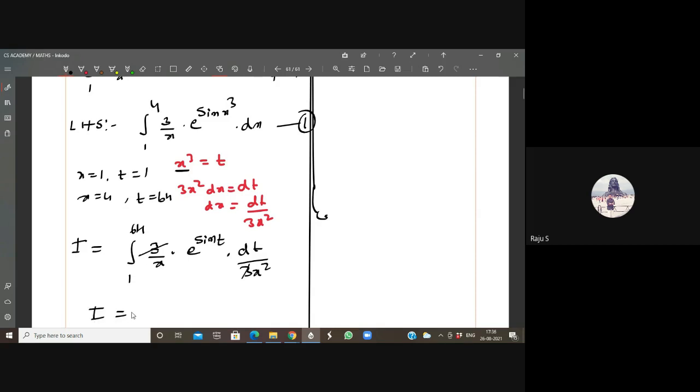So I is equal to, we are going to get the integral from 1 to 64 of e power sin t by, what is x into x square? x into x square is x cube. X cube value is t. Shall I write here? It is t.